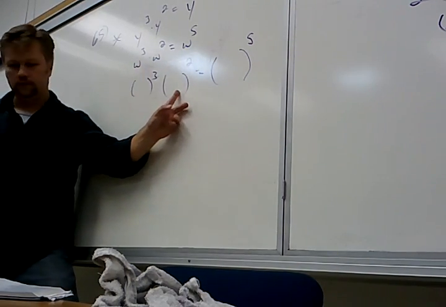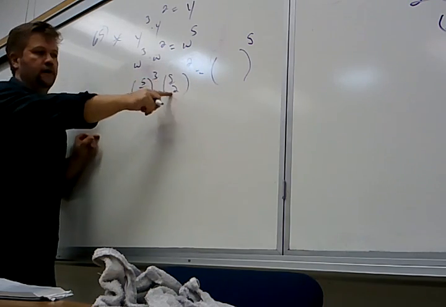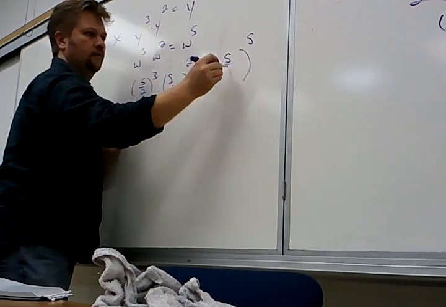So what do I have there in both? 5 halves, 5 halves. So 5 halves, 3 of them, and 5 halves, 2 of them is 5 halves.